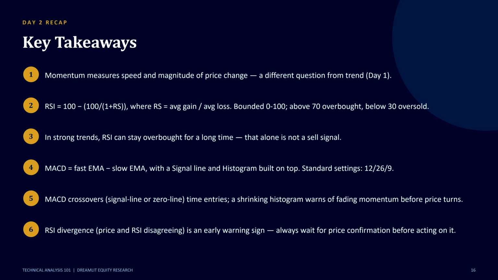4. MACD equals fast EMA minus slow EMA, with a signal line and a histogram built on top of that difference. The standard settings are 12, 26, and 9. 5. MACD crossovers, whether at the signal line or the zero line, are used to time entries, while a shrinking histogram warns of fading momentum before price itself actually turns. And 6. RSI divergence, momentum and price disagreeing, is an early warning sign, but always wait for price confirmation before acting on it alone. Hold on to all 6 of these. They're the foundation everything in the advanced module today was built on top of.